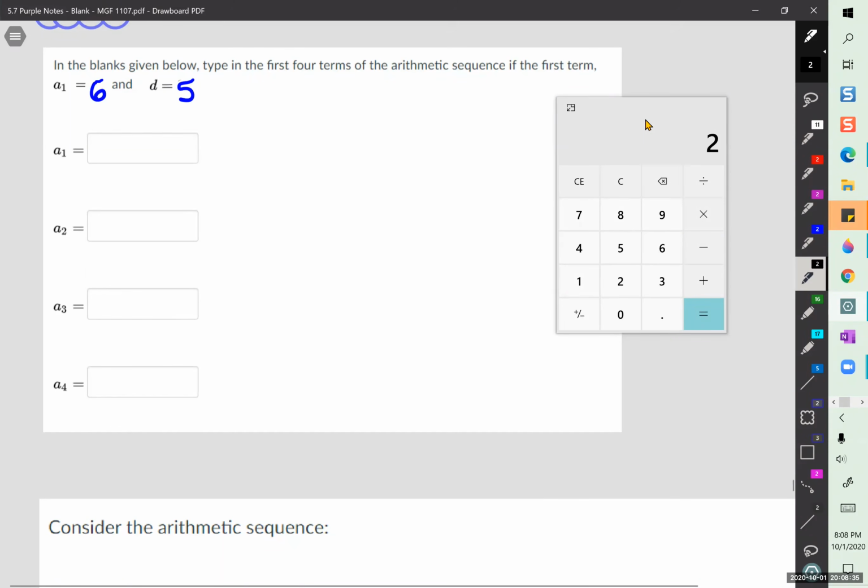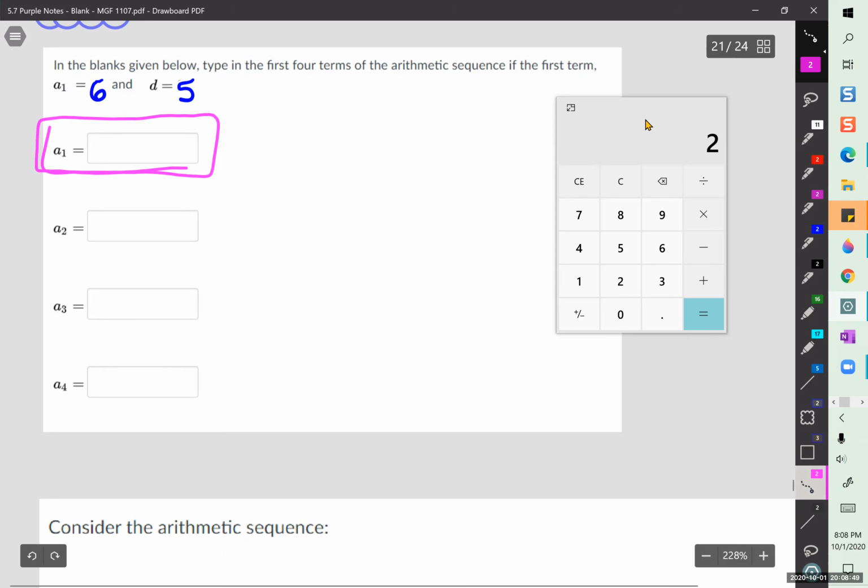So here we say, find the first 4 terms of the arithmetic sequence if the first term is 6 and the common difference is D. And just so we're comfortable with this phrasing, do we see that the A sub 1 and then there's a blank? This is where we write in the first term.